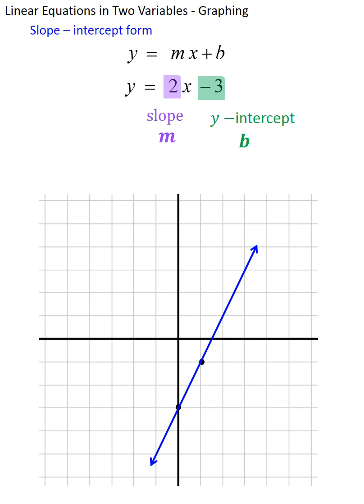This slope-intercept form is called the slope-intercept form precisely for the reason that it has the slope and the y-intercept in it. You may be more familiar with the phrase y equals mx plus b, again m just being representative of the slope and b representing the y-intercept.